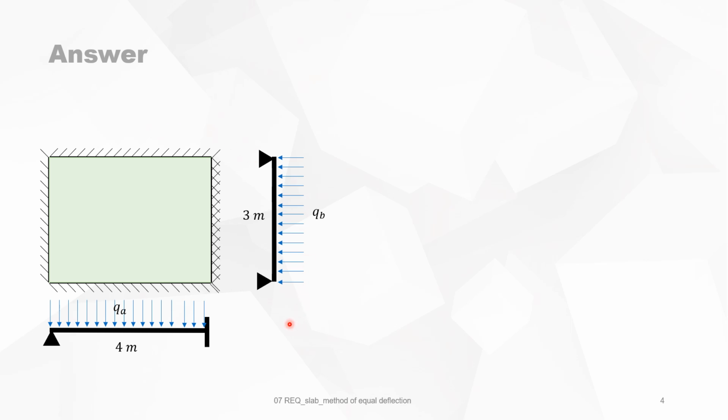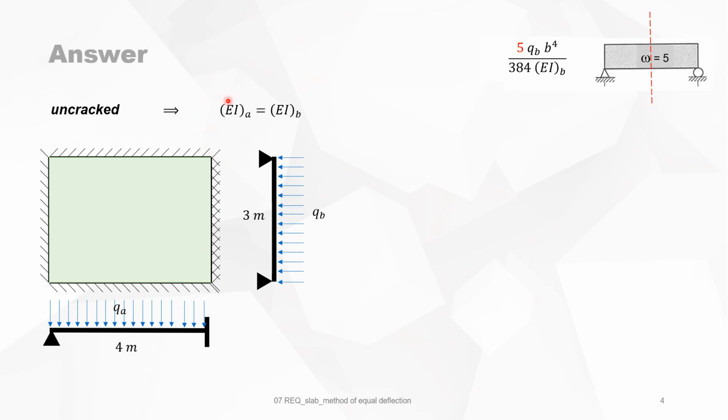So we look again at our slab. It's fixed at one end and the other is simply supported. We first consider uncracked. So uncracked means that the stiffness in both directions are equal, which is this. We look at the deflection at midspan for the direction of B. This is the deflection in midspan, and omega B is then 5.